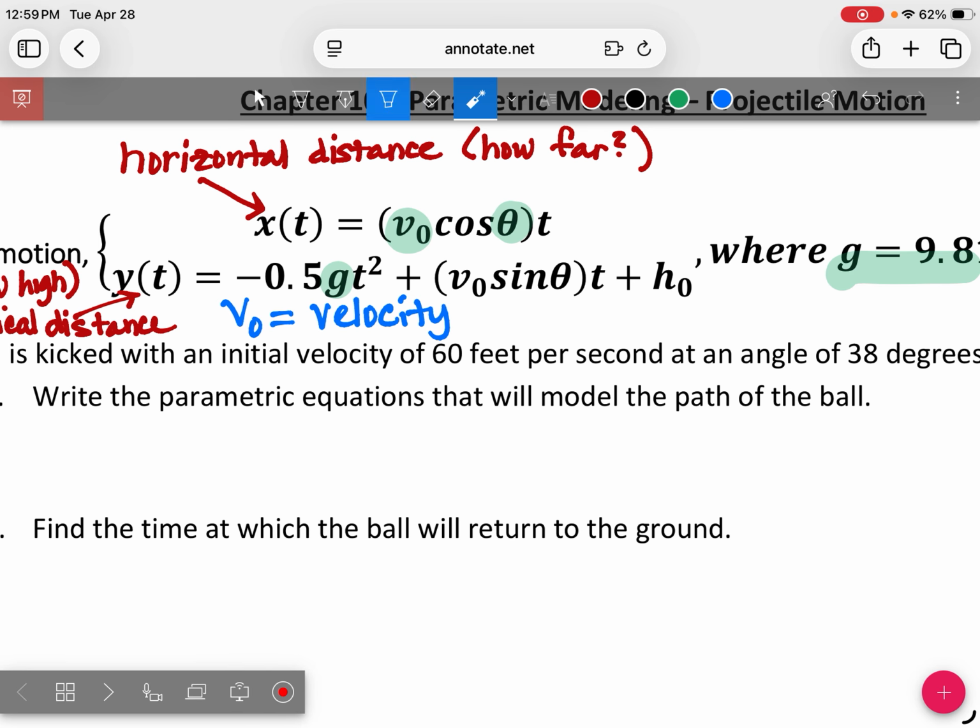And then we put that same velocity and we use the sine, because remember, sine is y, cosine is x. And h sub 0 is the initial height, which for most of these, the initial height is 0 because the ball or whatever is coming from the ground.